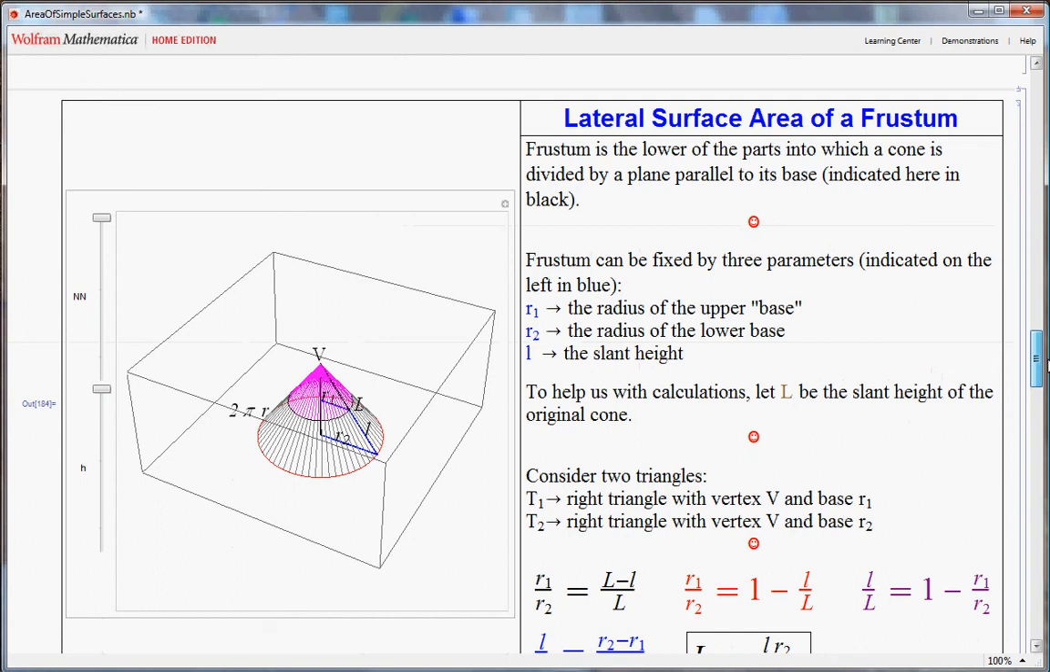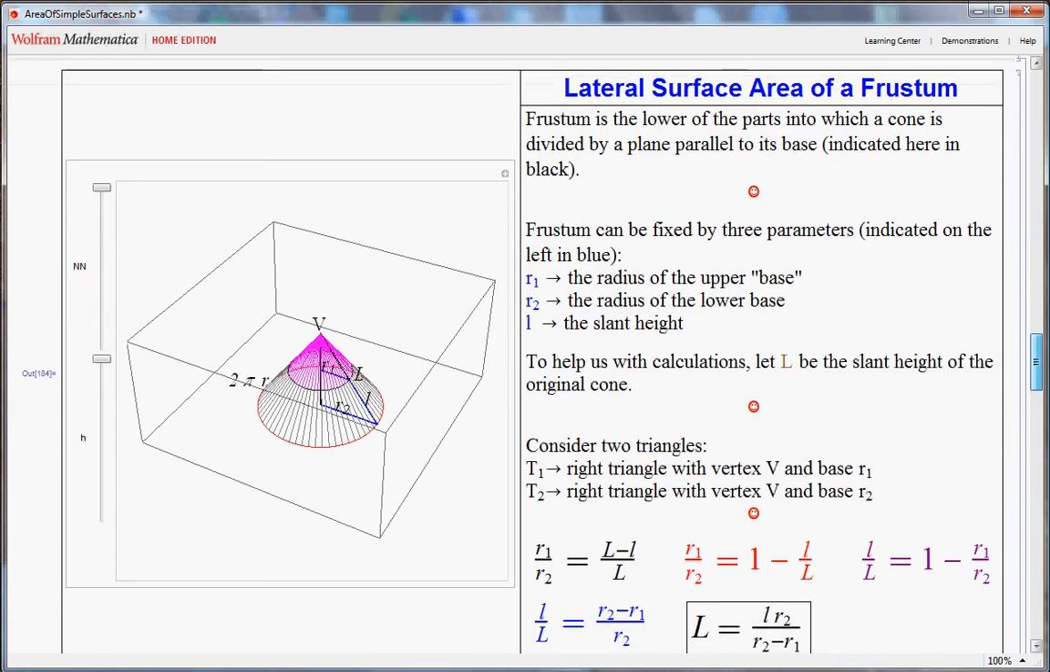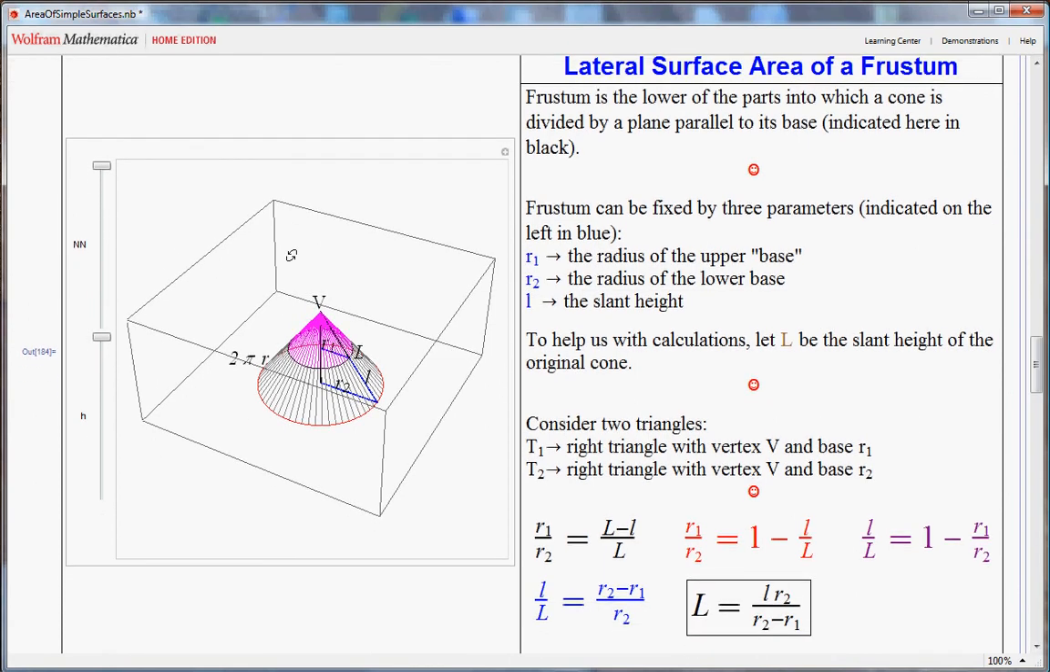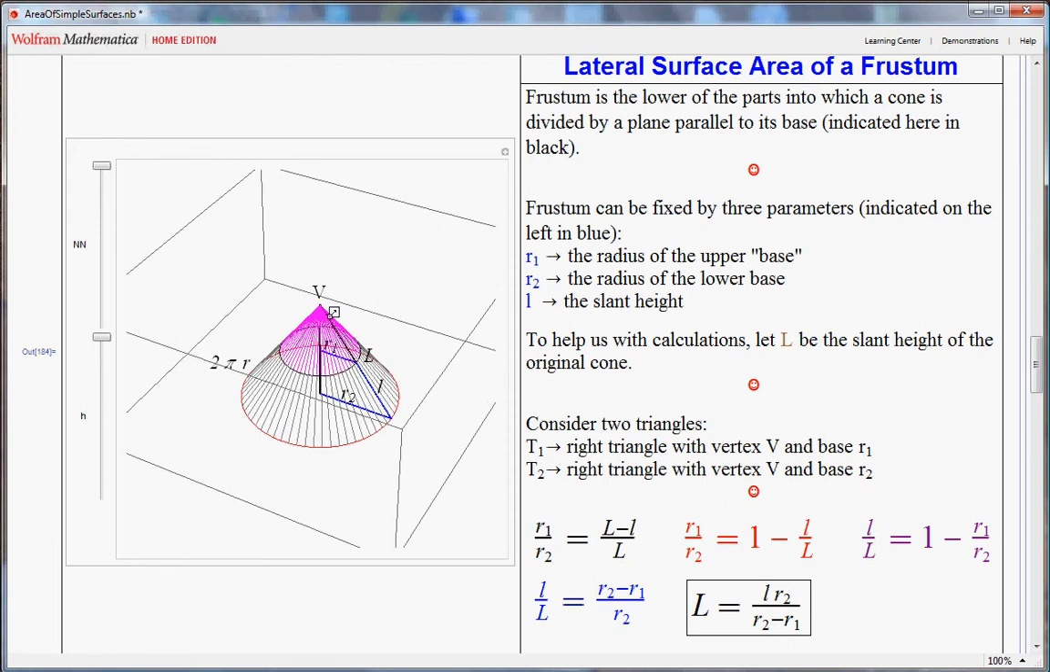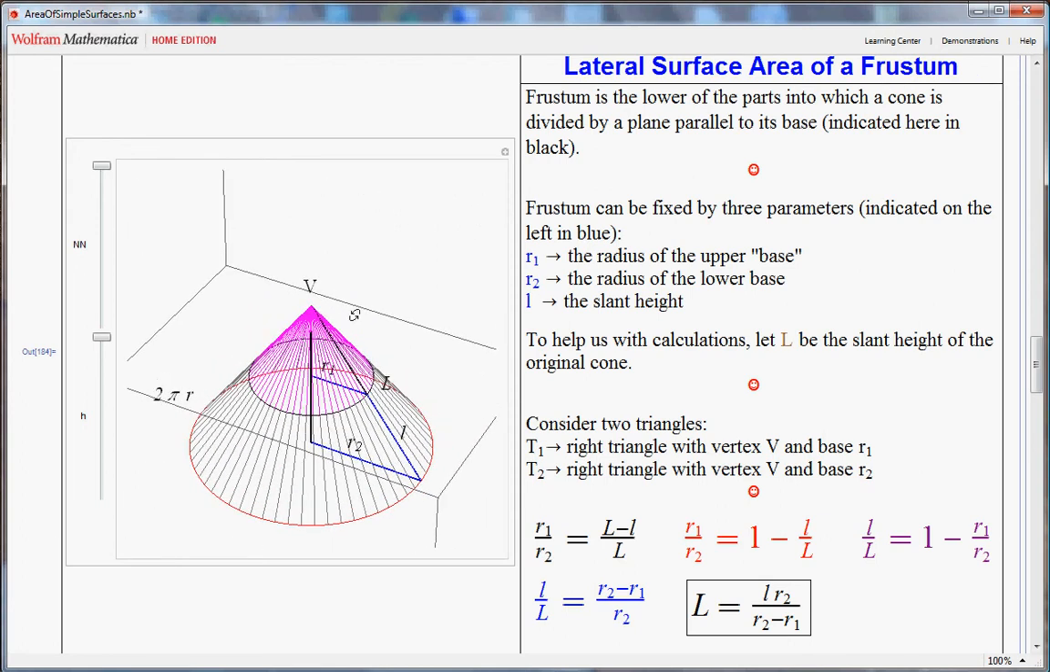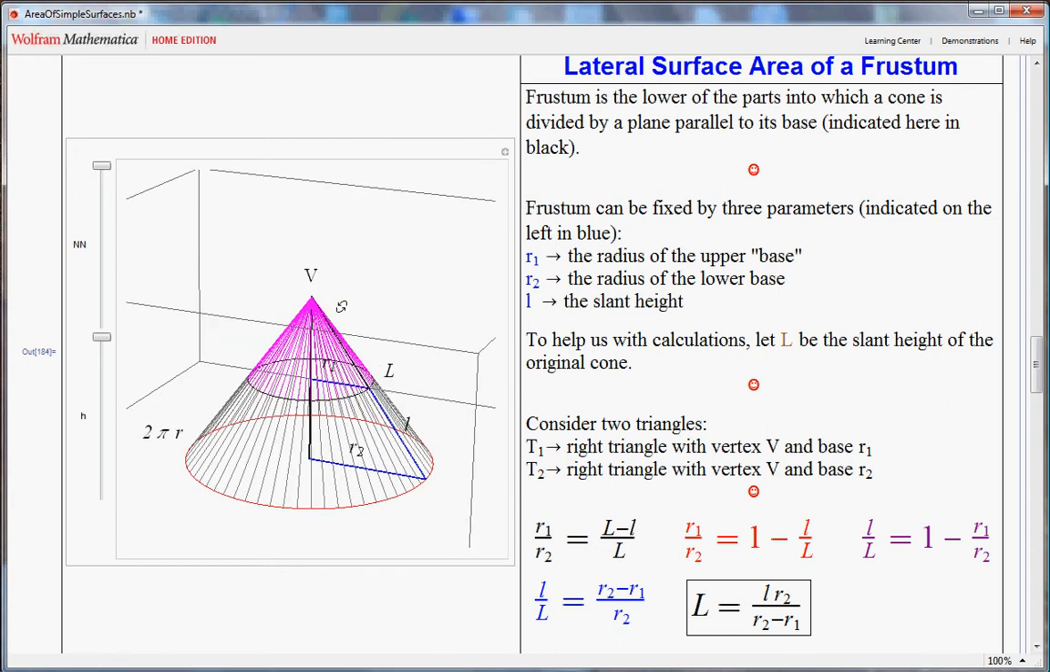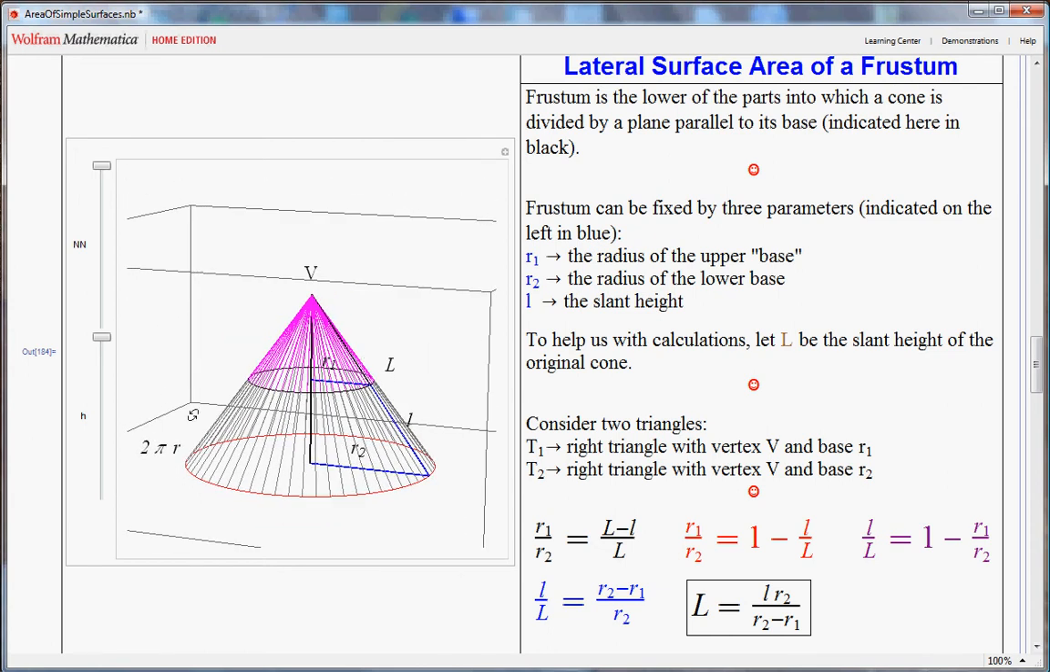Okay, the last surface that we will handle with the help of these elementary methods will be the surface area of a frustum. So what is the frustum? A frustum is obtained from the cone by cutting the cone along a plane which is parallel to the cone's base. So we basically chop off the top part, which is colored here in magenta, and what remains is the frustum. And the area we are interested in is marked here in the black color.